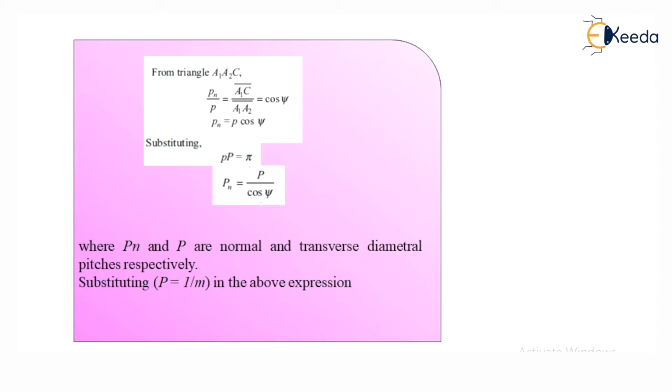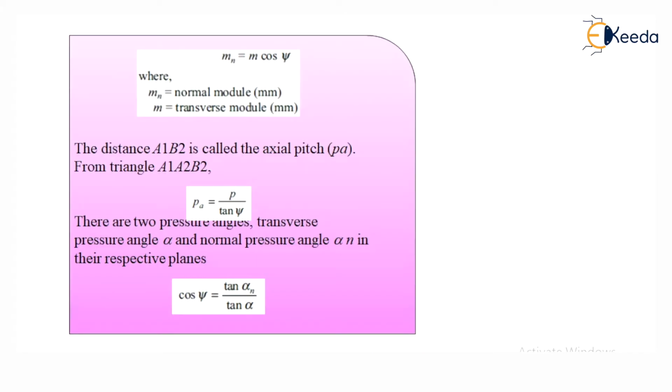where Pn and P are normal and transverse diametral pitches respectively. Substituting the value of capital P is equal to 1 upon m in the above expression, we get Mn is equal to m into cos psi, where Mn is normal module in mm and m is transverse module in mm. The distance A1B2 bar is called the axial pitch PA.